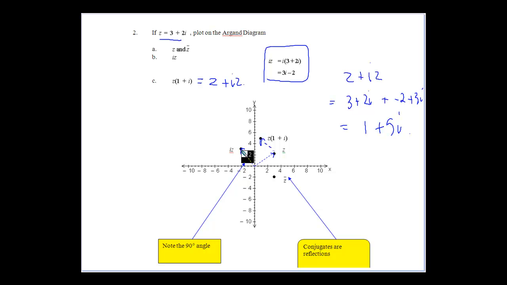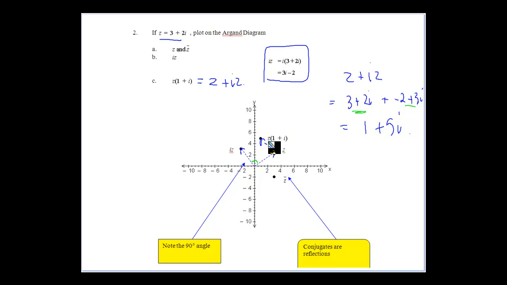So there's the minus 2 plus 3i. Notice it's 90 degrees. So you can see when you plot that out that you get that situation. What about z plus iz? In this case we get 3 plus 2i, which was z, and we're going to add minus 2 plus 3i, which gives us 1 plus 5i. So there's 1 plus 5i there.